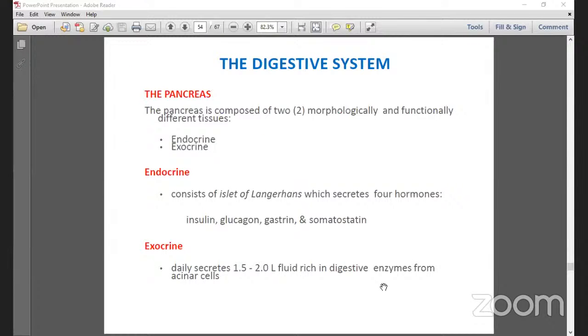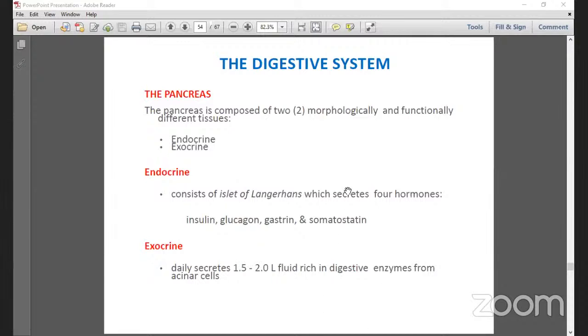And now I move to the digestive system. There are many organs associated with the digestive system. So I would like to start first with the pancreas. The pancreas has two main functions, endocrine and exocrine. The endocrine function consists of the islets of Langerhans, which secrete 4 hormones: insulin, glucagon, gastrin, and also somatostatin.